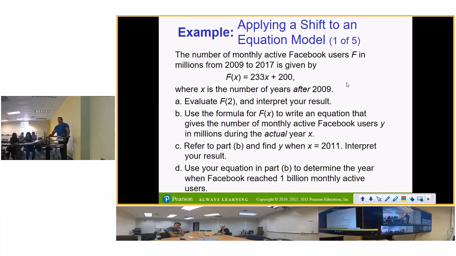Now, this says the number of monthly active Facebook users, F, in millions from 2009 to 2017 is given by this formula. So we know it's a linear function because x is raised to the what power? We know it has a y-intercept of what? 200. So right there tells you, boom, I got a y-intercept.